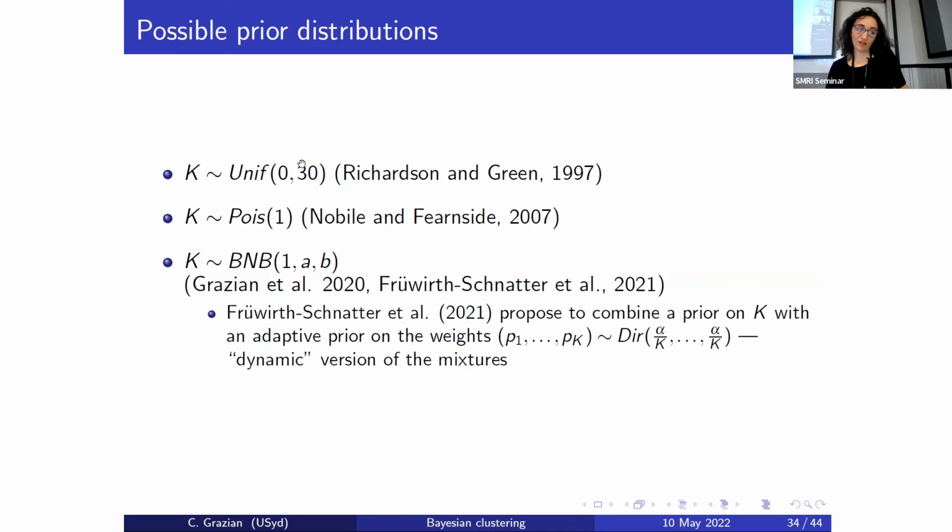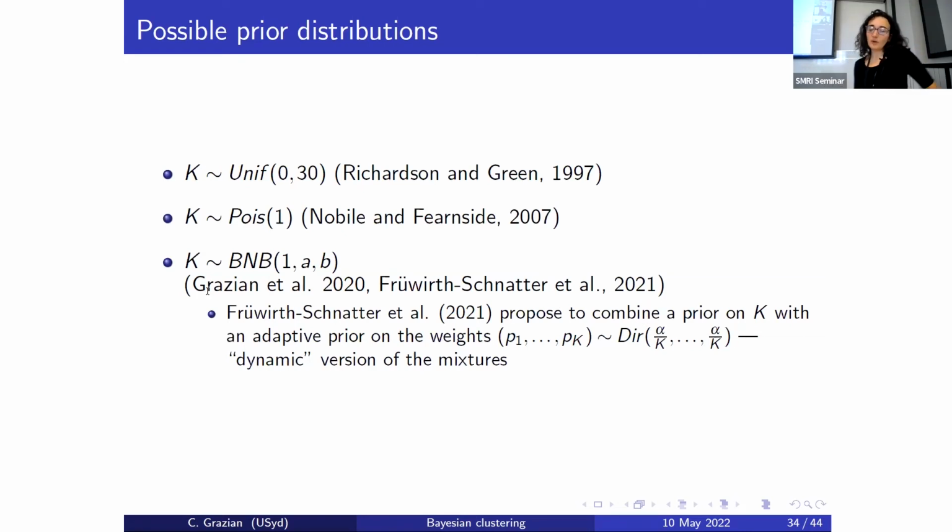The classic prior, which is extremely used in applications, is the one which is uniform on 0 to 30, which has the problem, as I mentioned before, about the truncation. The other one is Poisson, and there is the beta negative binomial, which some authors use in combination with Dirichlet priors.